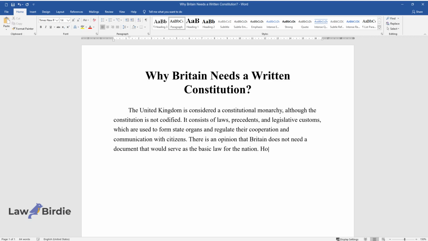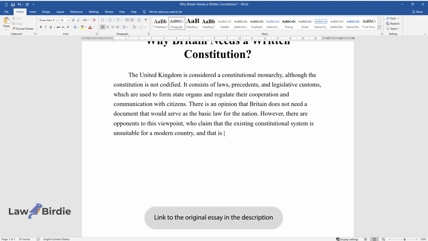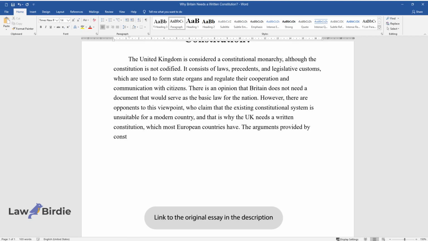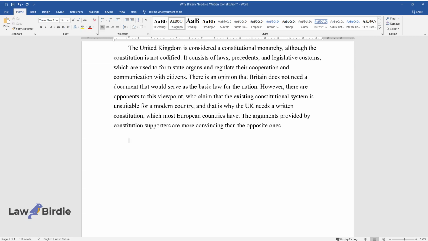There is an opinion that Britain does not need a document that would serve as the basic law for the nation. However, there are opponents to this viewpoint, who claim that the existing constitutional system is unsuitable for a modern country, and that is why the UK needs a written constitution, which most European countries have. The arguments provided by constitution supporters are more convincing than the opposite ones.